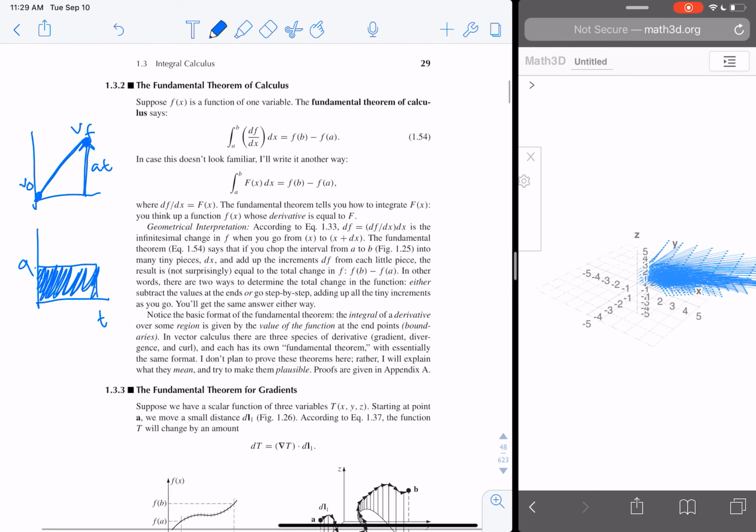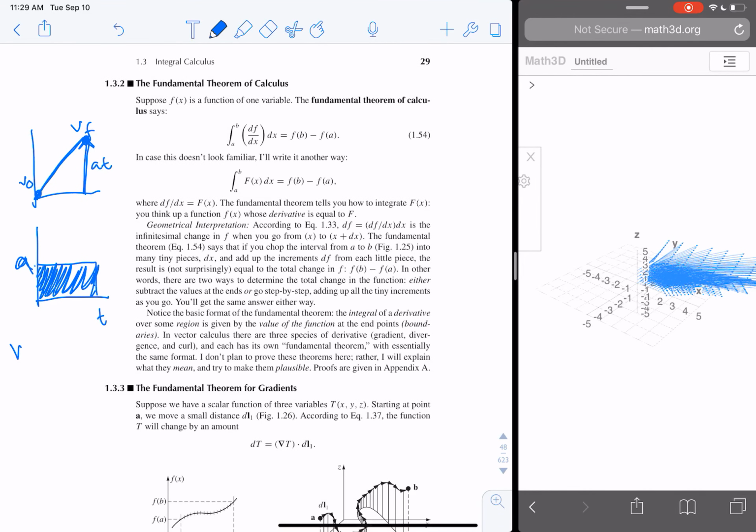Okay, so acceleration times time: v final is equal to v initial plus at. You're adding the area of the acceleration versus time graph to get your final velocity, and this is what this is saying. The integral of this function is equal to the value of the function at its endpoint. This would be the integral of that acceleration versus time function, and this would be the derivative, which is a constant, a, namely. That's all the fundamental theorem of calculus says.